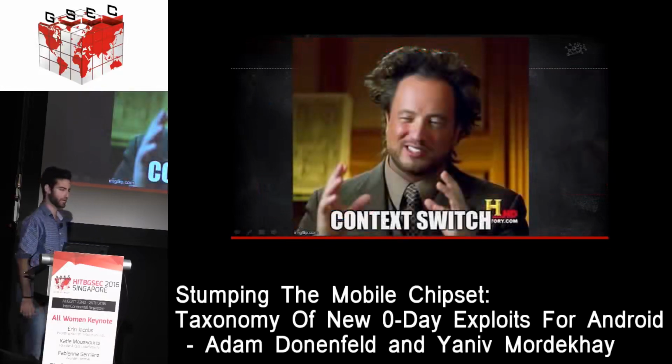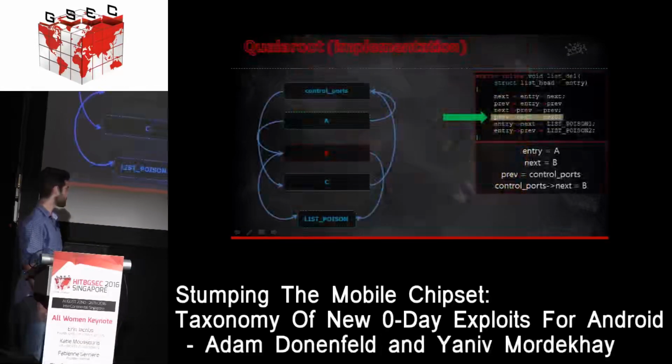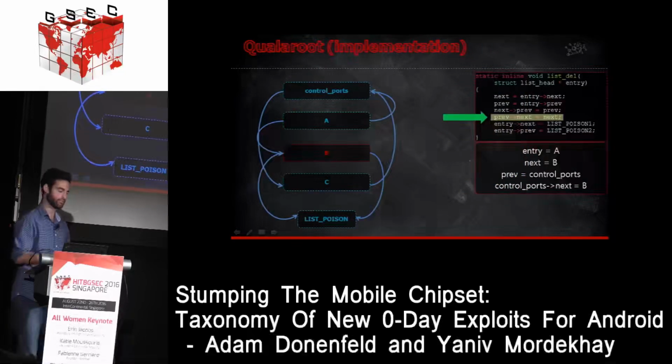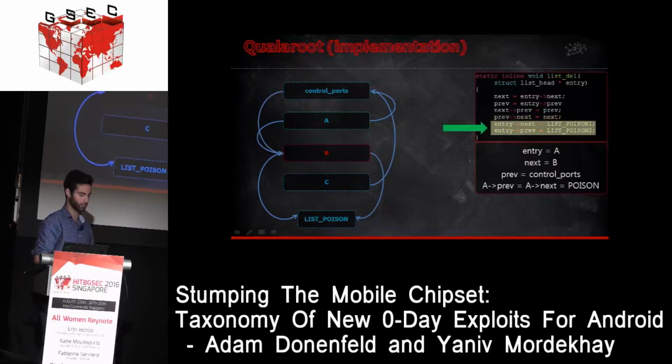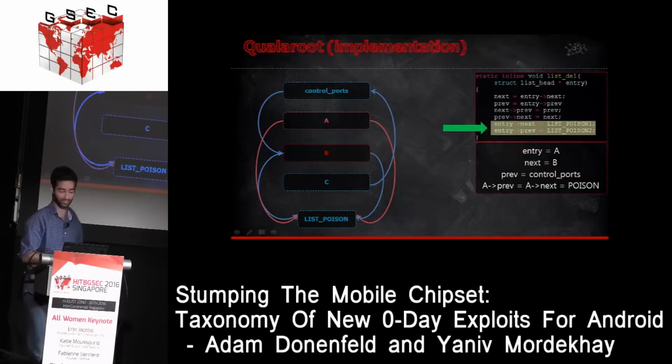And now going back to A to finish the process, we take A's prev, so control ports, and we set its next to be A's next. So control ports next equals B. And finally, A now also points to the poison values, and it is removed from the list. Now, obviously, it's not a valid doubly linked list anymore. So let's remove all the unused objects from the list.